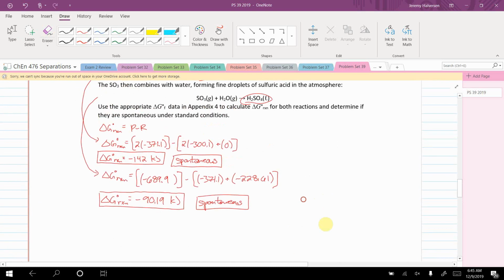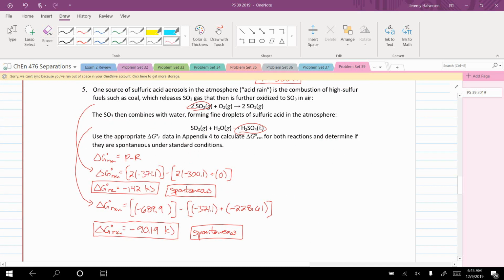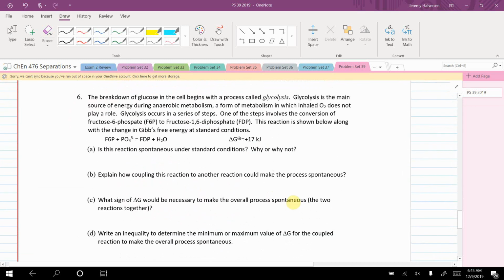Alright, now is that other question asked? Both reactions, determine if they're spontaneous. Cool. Alright, the breakdown of glucose in the cells begins with the process called glycolysis. Glycolysis is the main source of energy during anaerobic metabolism, a form of metabolism in which inhaled O2 does not play a role. Glycolysis occurs in a series of steps. One of the steps involves the conversion of fructose 6-phosphate to fructose 1,6-diphosphate. The reaction is shown below with a change in Gibbs free energy at standard conditions.